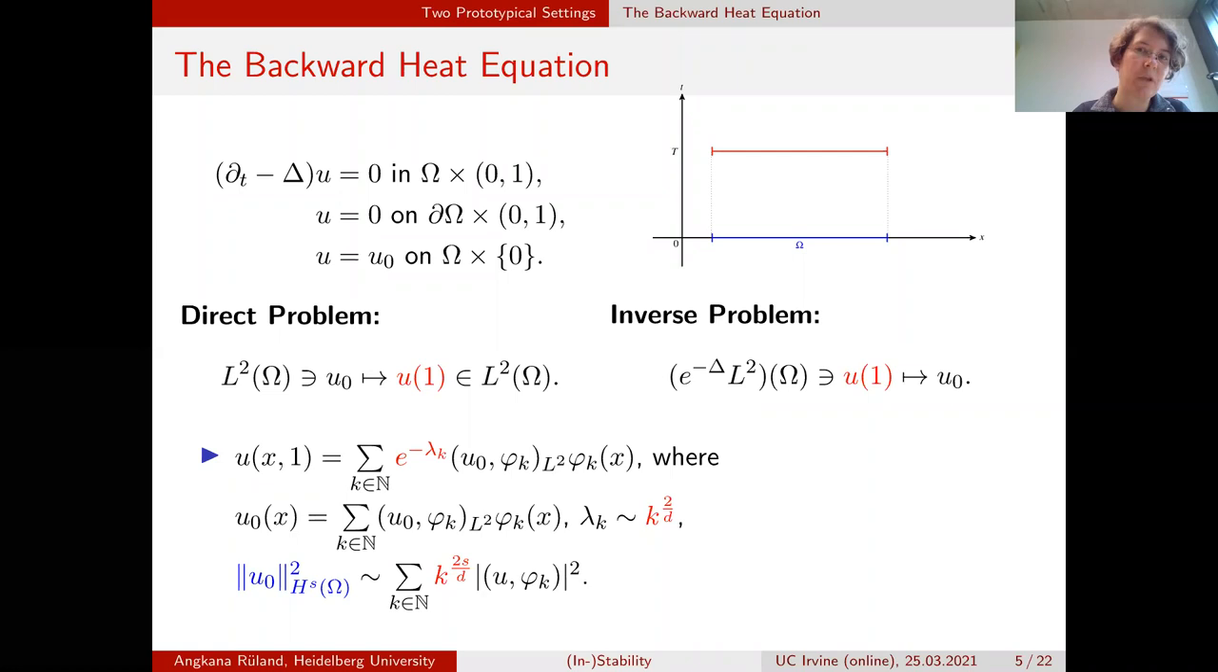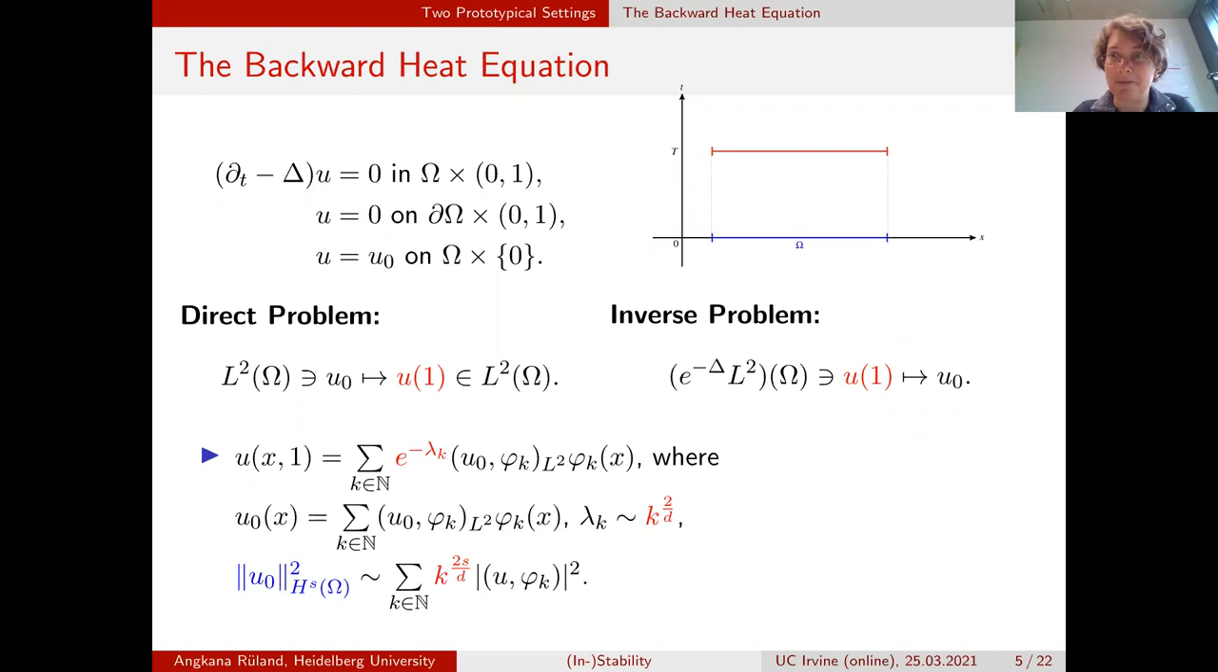And the direct problem is just the problem that one teaches in any PDE course. So the question, initial data to final data, and the inverse problem is of course a very well studied inverse problem of which one knows it's very, very unstable. It's the question, final data to initial data, what type of instability does this have? As I said, it is very well known.